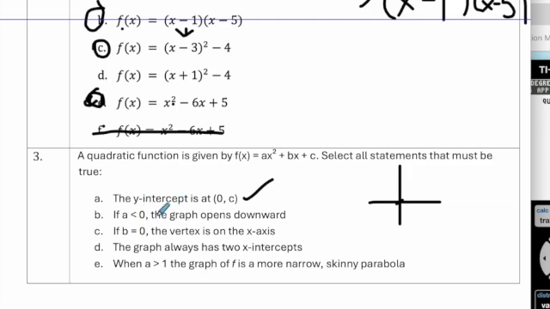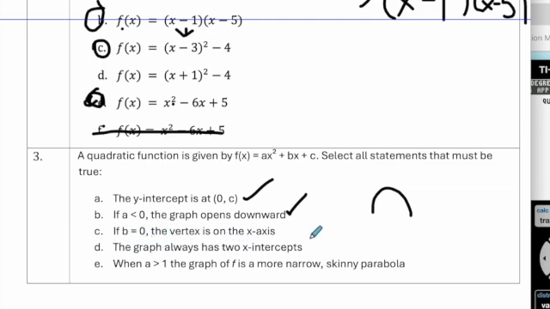If a is less than 0, right, the graph opens downwards. Not really that it has to be under that line there. It just opens like a frown face instead of a smiley face, or a mountain instead of a valley. So, okay, this is also true. If b equals 0, the vertex is on the x-axis. That seems like that is not true. So this is not true.